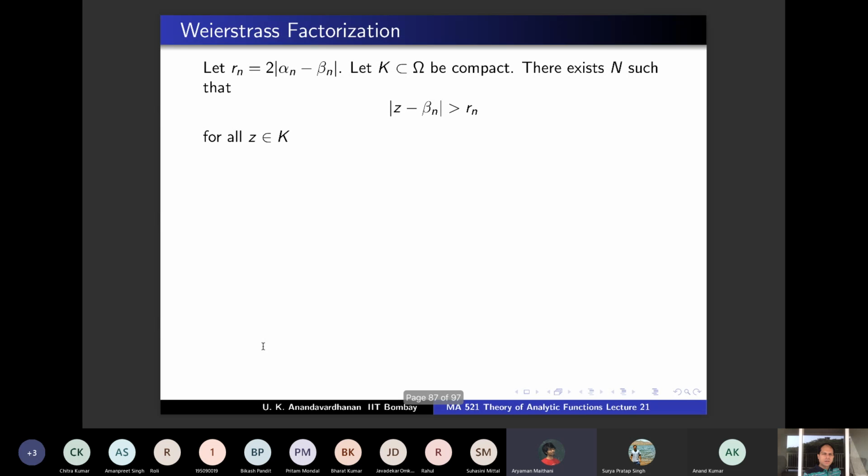So the distance of beta n from K is some fixed positive constant, and beyond a stage, Rn is small enough, and therefore this is true. This is because Rn goes to 0. Right? Z minus beta n is a positive number, a fixed constant, and Rn goes to 0. So this is true beyond a stage for all Z in K uniformly.